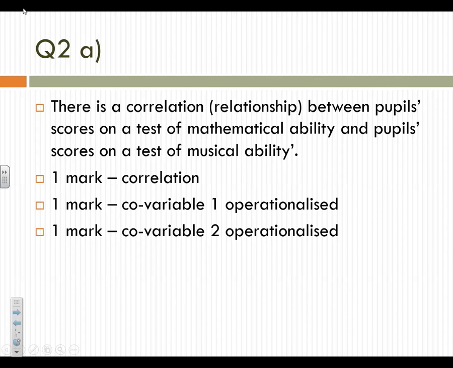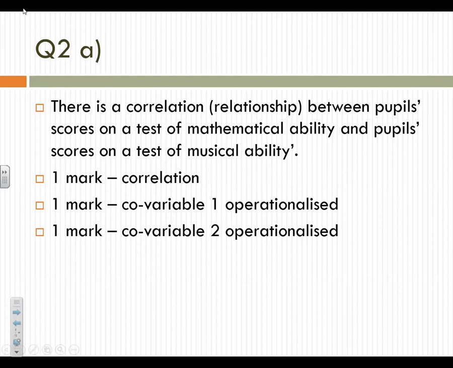Covariable 1 and covariable 2 are interchangeable. So if you talked about musical ability and then maths ability, I don't mind. It's the operationalising that's the most important bit. If you haven't done the first one, you can't get the second 2 marks. Otherwise, if you've said correlation and you've operationalised 1 variable, you get 1 mark. If you've operationalised the second variable, you get the 3rd mark.